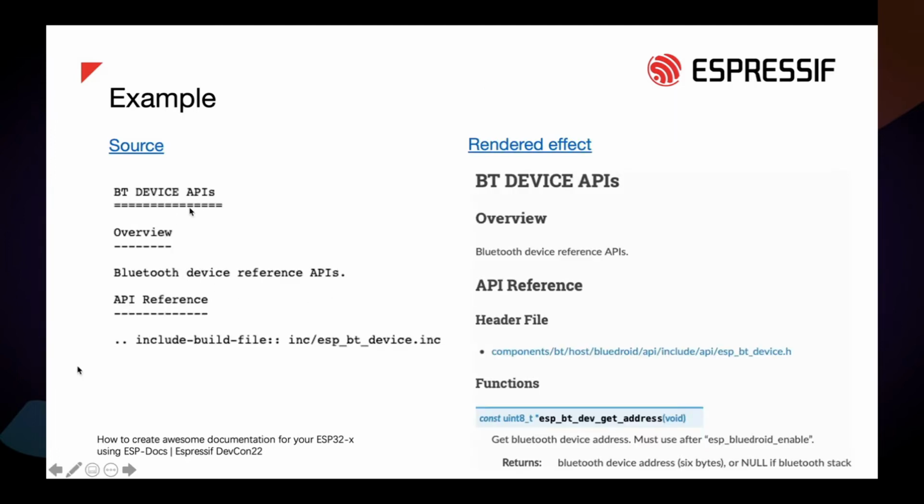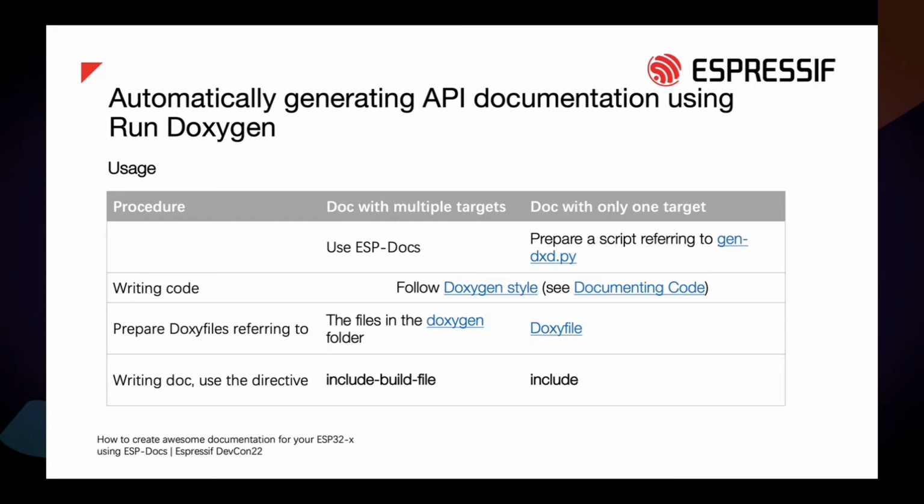Let's take a look at the example. So the source file looks like this. You just use this directive include-build-file and explicitly declare what inc files that you want to include. And then here's the rendered effect after the documentation is built. So the header file and then functions here. If you're writing documentation for multiple targets and you are using ESP Docs, then you don't need to implement this step, because this feature is already bundled in ESP Docs.